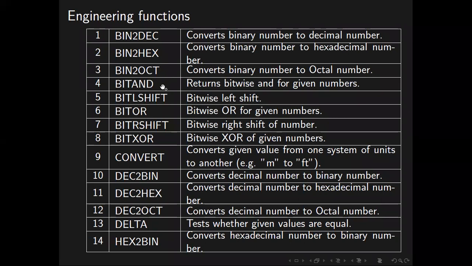Then bitwise AND. We have explained how bitwise AND works. We have compared 3 and 7 using the bitwise AND operator. It resulted in 3 as the result.